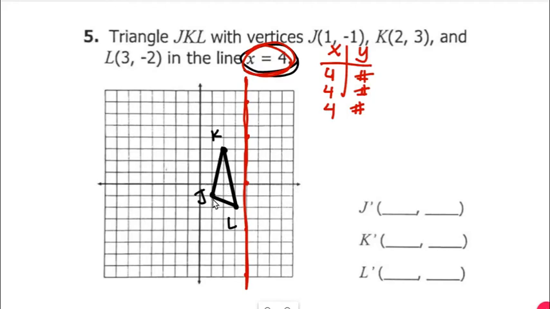So when I try to find my new image, for example from J, I need to find the distance that J is from my line of reflection. And J is 3 units away from my line of reflection. So if J is 3 units to the left, J prime will be 3 units to the right. Okay, so I'll be at, let's see, 1, 2, 3, 4, 5, 6, 7. 7, negative 1.